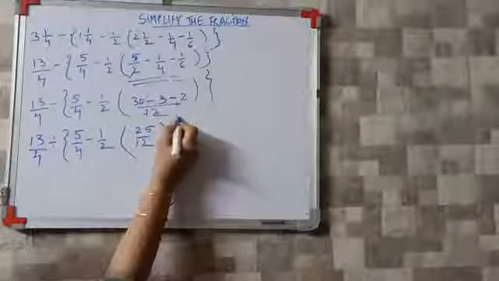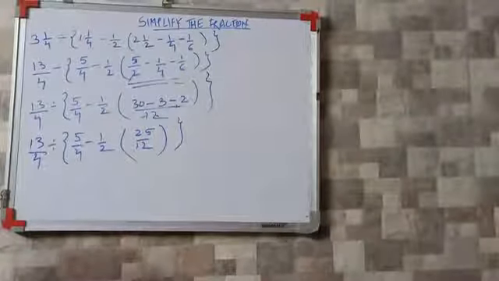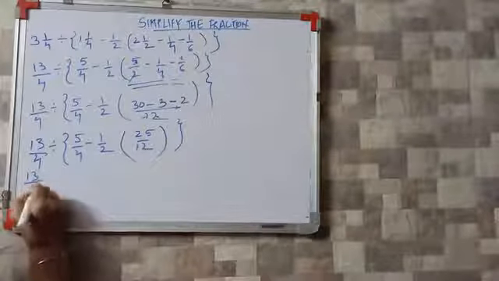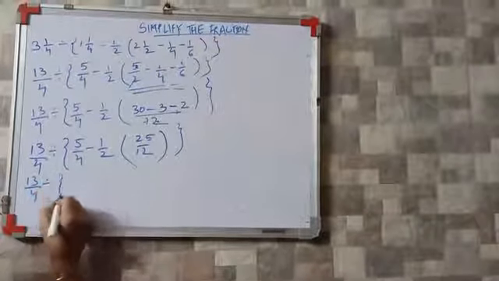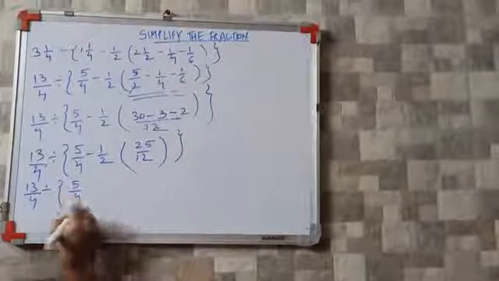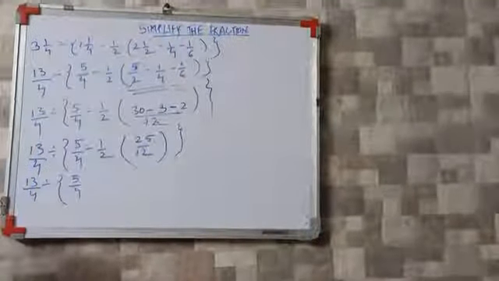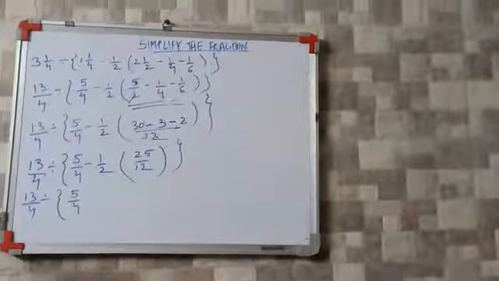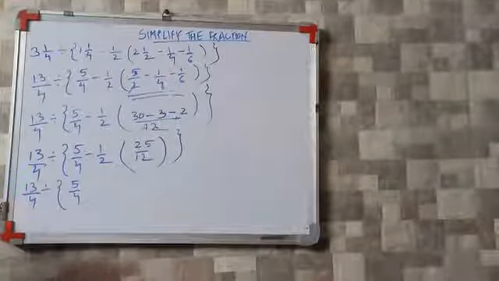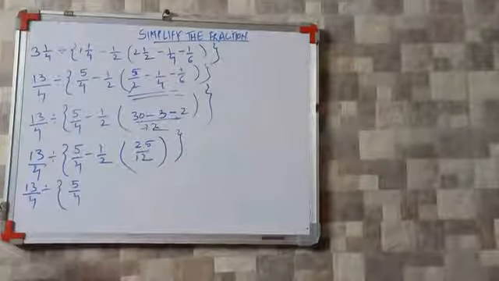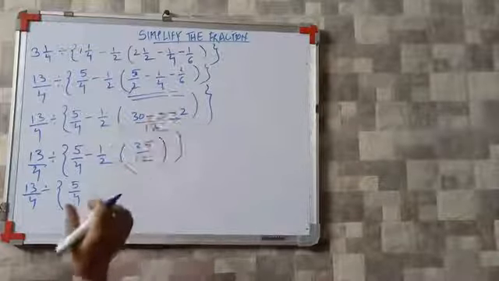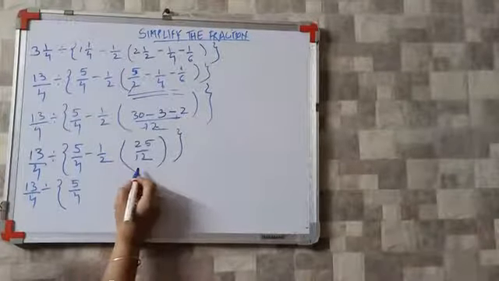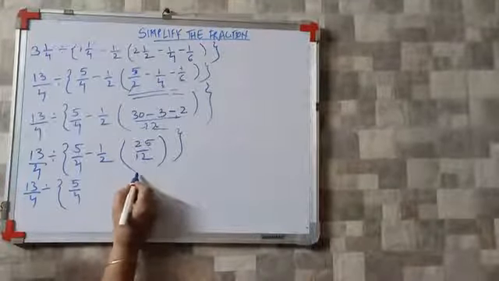Small bracket close, and then curl bracket. Now 13 upon 4 as it is we will write. Then division, then curl bracket 5 upon 4. Now I told you how to remove the bracket. Before explaining this question, I already explained how to remove the bracket. Now we already solved the bracket. Now remove the bracket. How will you remove the small bracket?